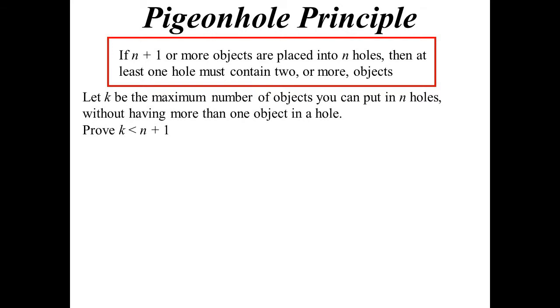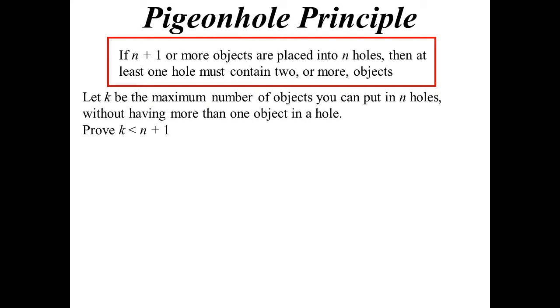So we're going to prove it. Let K be the maximum number of objects that you can put into the n categories, the n pigeonholes, without having more than one object in a hole. So basically we want to prove K is less than n+1.